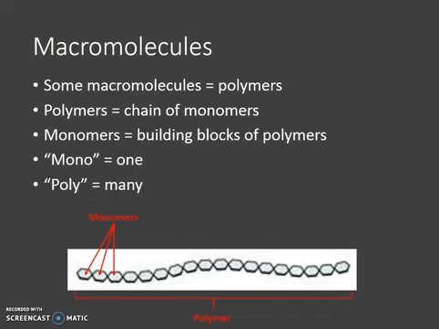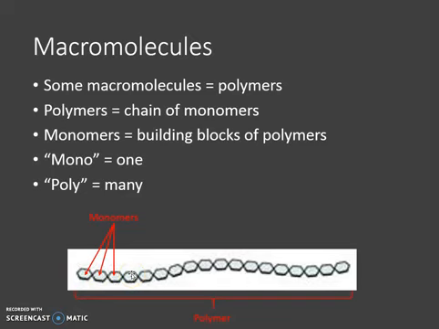Most macromolecules, so carbohydrates, proteins, and nucleic acids, are also called polymers. And a polymer is a molecule that's made up of several building blocks stuck together. So you can see this long chain down here. This is actually a carbohydrate. But you can see that each one of these little hexagons is a glucose molecule. So for this long carbohydrate, each one of these is what we call a monomer or a building block.